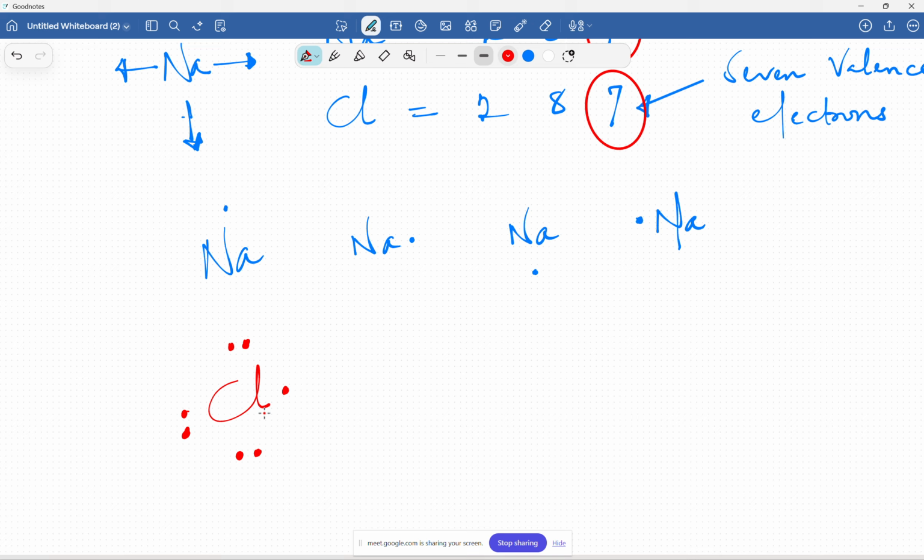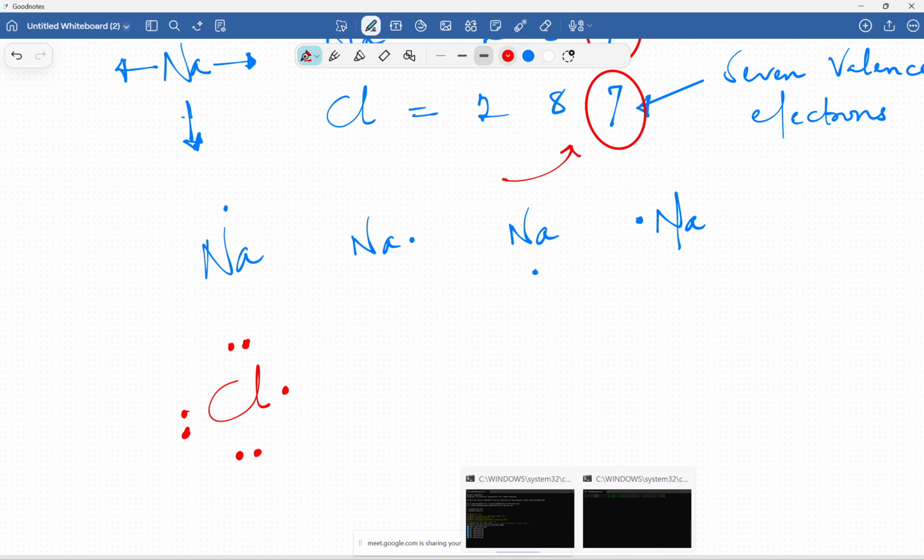That is the structure. So you're only going to put 7 there, not the whole 2 plus 8 plus 7, please, not the whole 17. It is just going to be the number of valence electrons, right? Thank you. So now back to the explanation we were giving there.